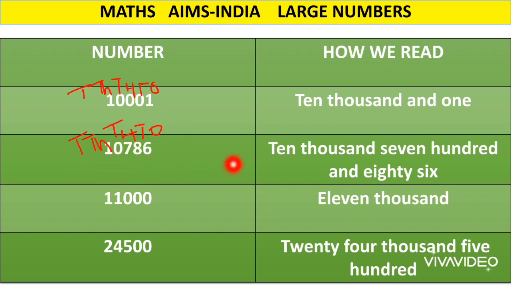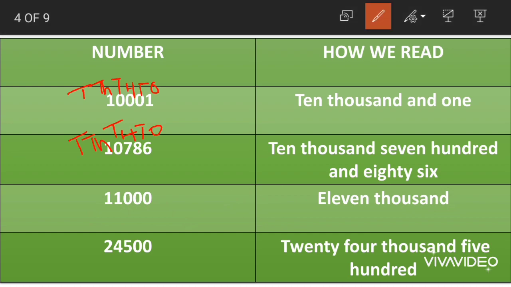The whole number will be read as 10,786. Okay children. 1 is at 10,000's place, so the place value becomes 10,000. 7 is at hundreds place, so we read it as 700. 8 is at tens place, we read it as 80. And 6 is at ones place, so we read it as 6 only. 10,786. The next number is 11000.